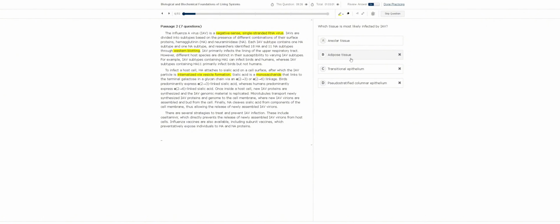So B, adipose tissue is basically saying fat cells. That's where your fat is being stored, and those fat cells comprise the tissue.